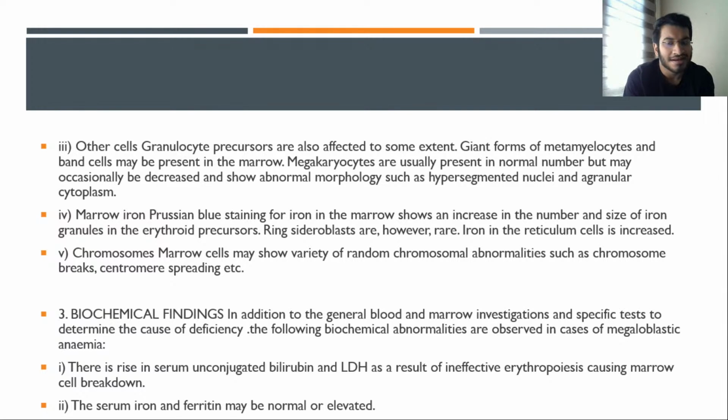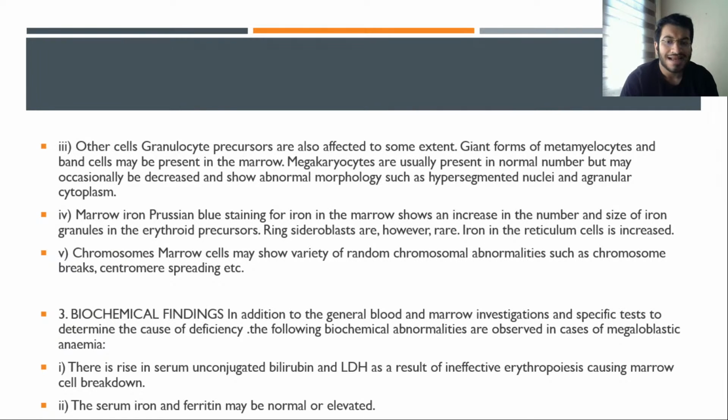Marrow iron: Prussian blue staining for iron in the marrow shows an increase in the number and the size of the iron granules in the erythroid precursors. Ring sideroblasts are however rare, and iron in the reticulum cells is increased. Chromosomes: marrow cells may show a variety of random chromosomal abnormalities such as chromosome breaks, centromere spreading, etc.